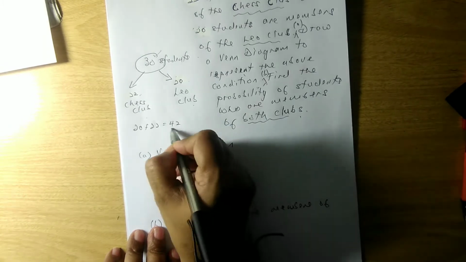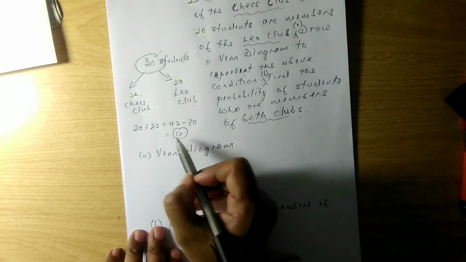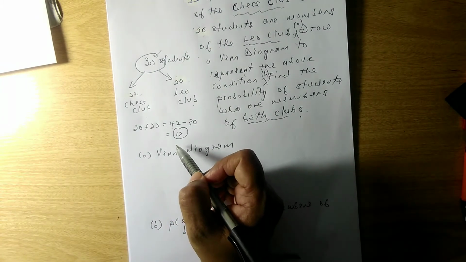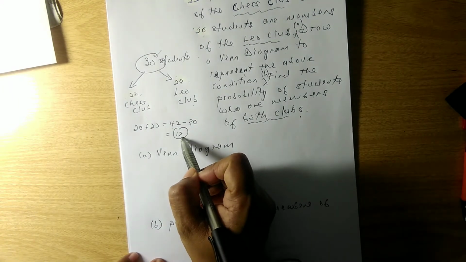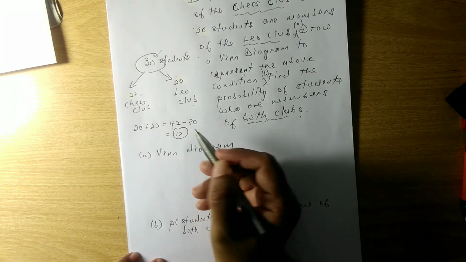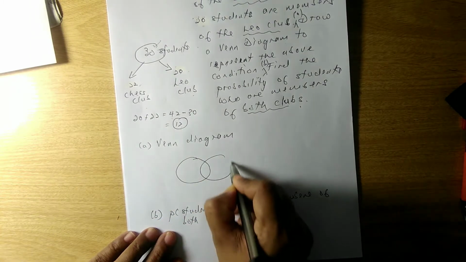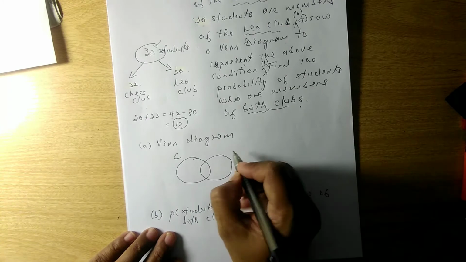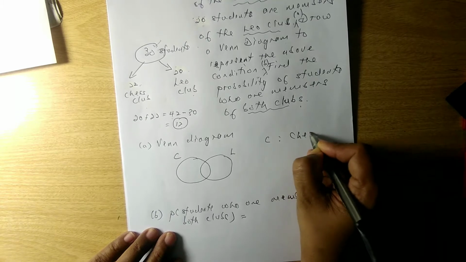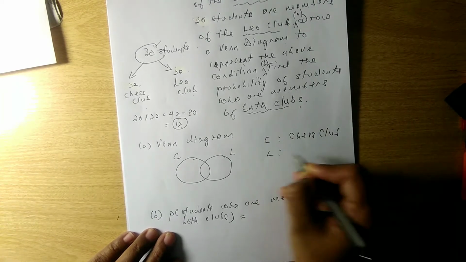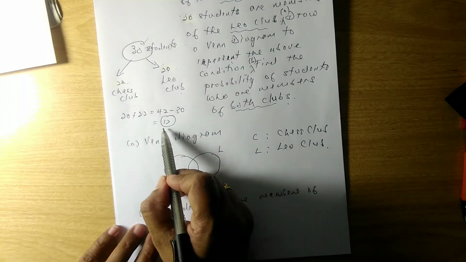So meaning these 12 students have been calculated twice, whereby they actually belong to both the clubs. If you are going to draw a Venn diagram, let's say C represents your chess club and L represents the Leo club. Since this 12 is counted twice, and that's how we got this excess of 12, the 12 is here.